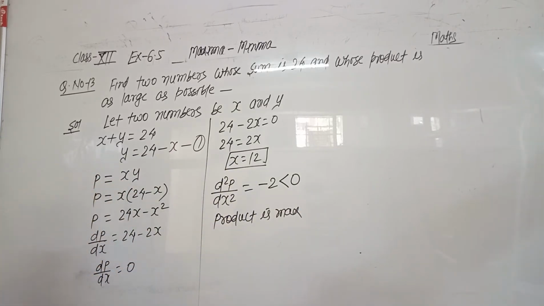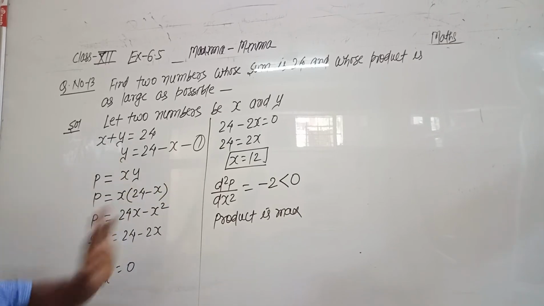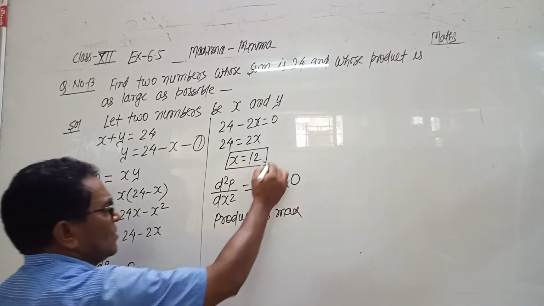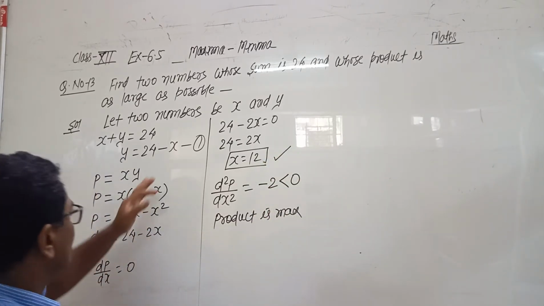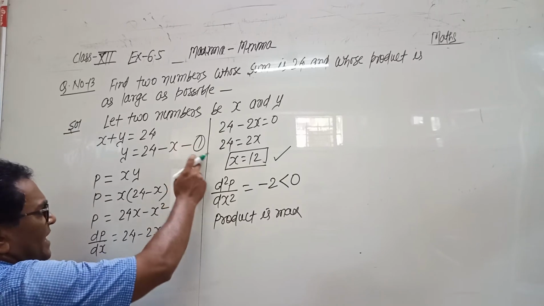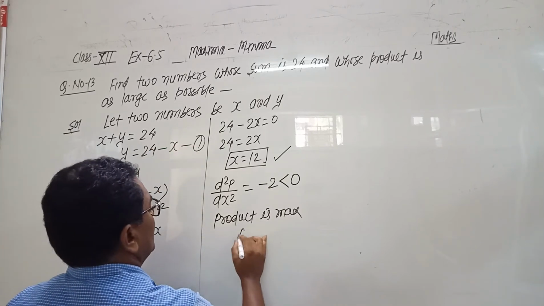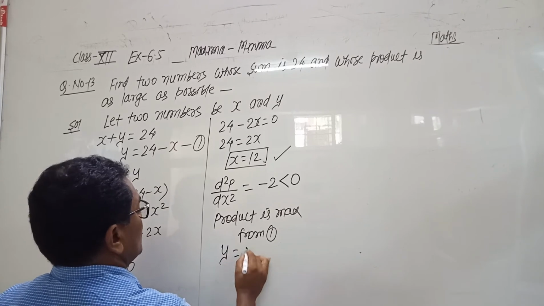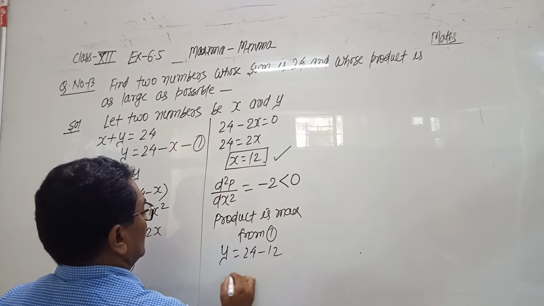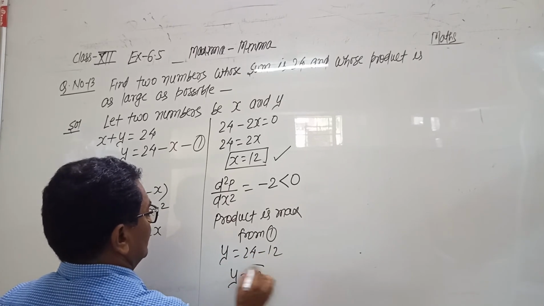So we have proved that the product of two numbers is maximum. We have to find the two numbers. One number we already got, x equals 12. For finding the other number, put the value of x in the first equation. From the first, y equals 24 minus 12. So y is also 12.